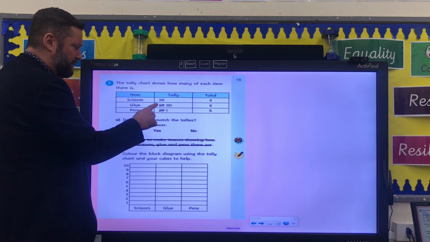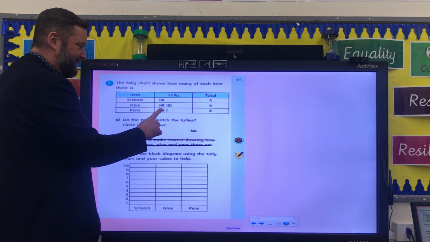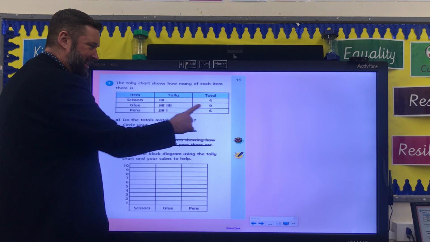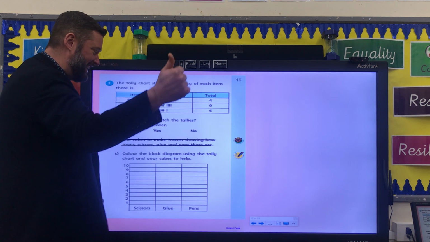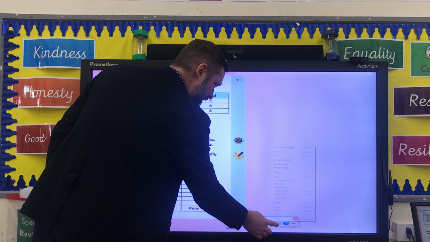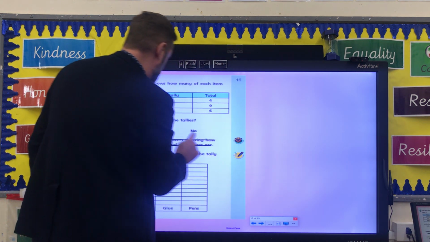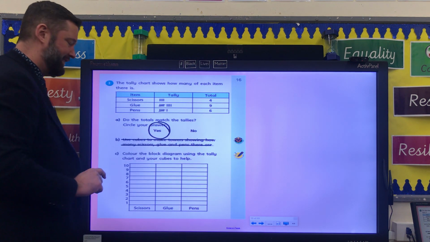The pens. What does the tally total? 5, 6. Is the total the same? Do they match? Are they equal? Yes. So, you should put a big circle around yes.